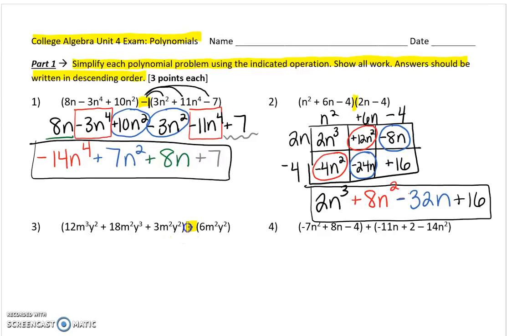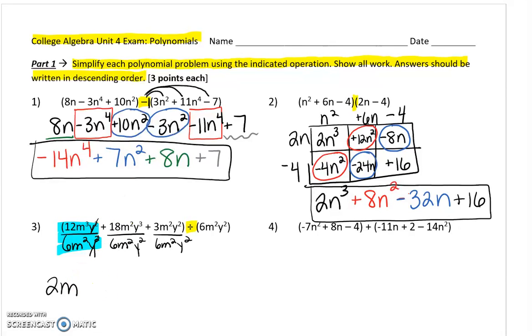In number 3, we are dividing a trinomial by a monomial. So the way that we approach this type of problem is we need to divide each term in the first polynomial by the monomial. So I'm going to be writing this 6m squared y squared underneath each of the 3 terms in our first polynomial. So then let's start by dividing what I just highlighted in blue. 12 divided by 6 is 2. M cubed divided by m squared is m. And then the y squared divided by y squared is a 1, which essentially cancels out.